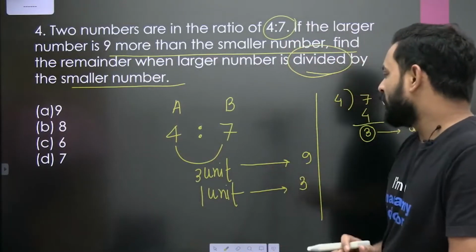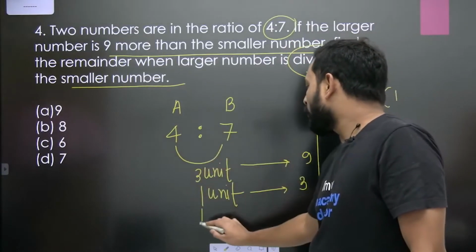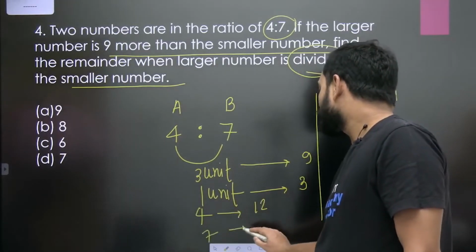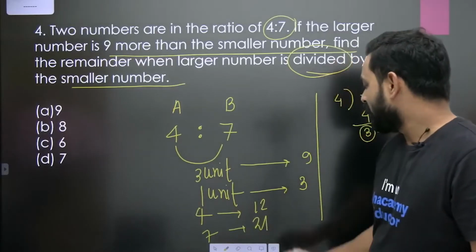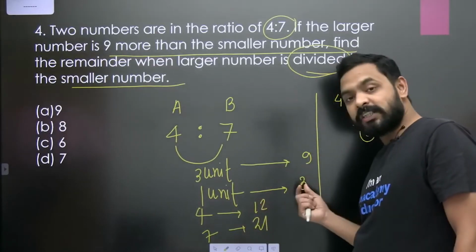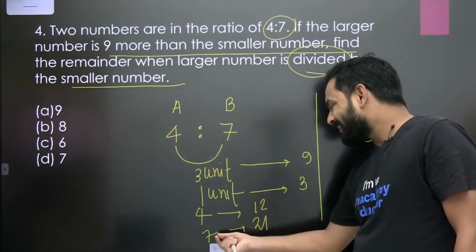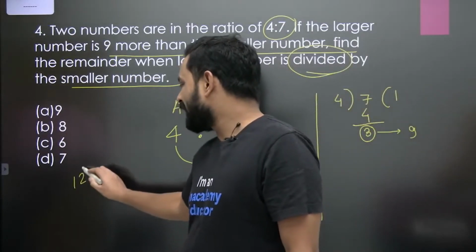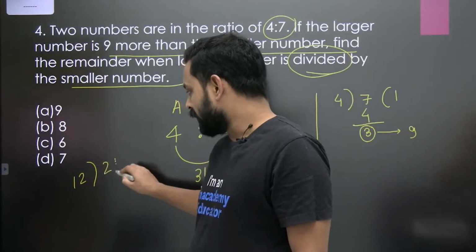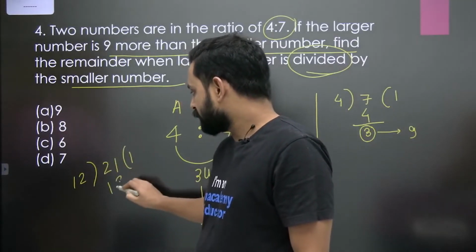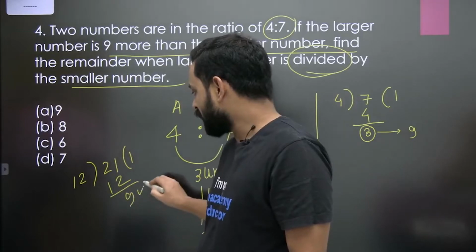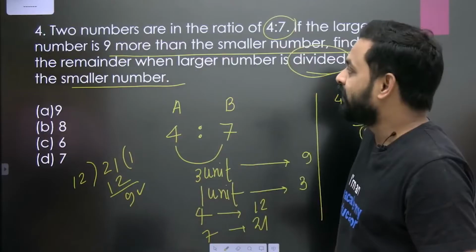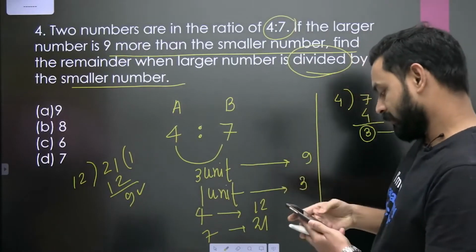The other thing you can do is, 1 unit is 3, then 4 units is 12 and 7 units is 21. So when 12 divides 21, what is the remainder? The remainder is 9. So that's our answer. I hope, guys, this is clear. Clear? Okay. We'll move on and take up the other variety.